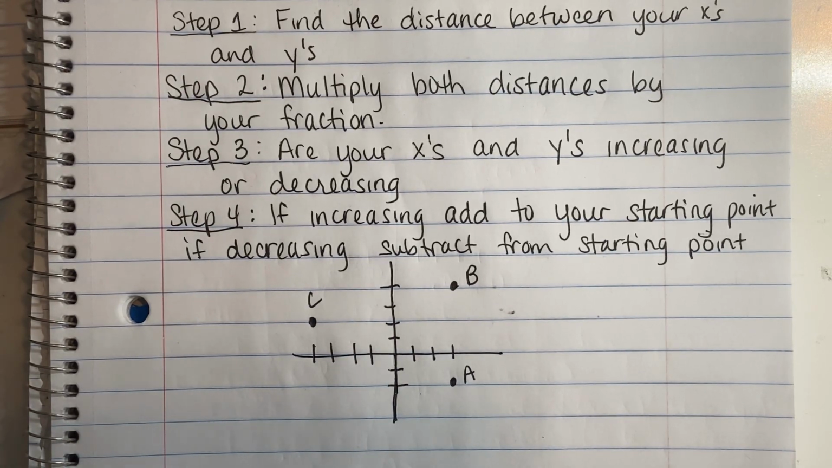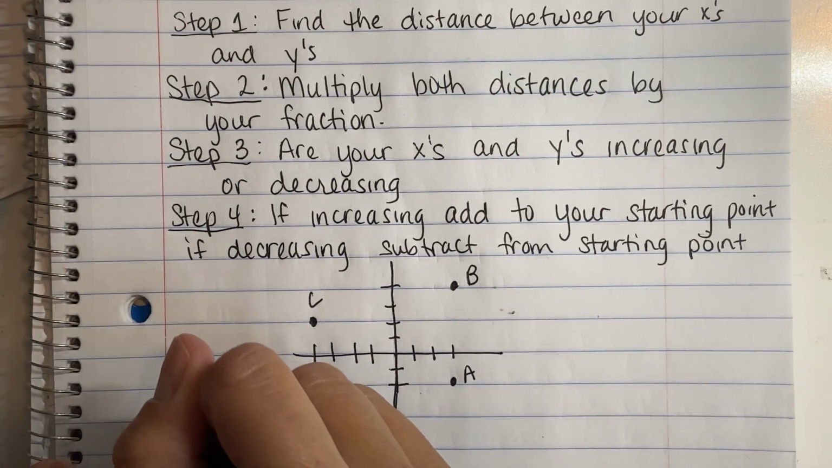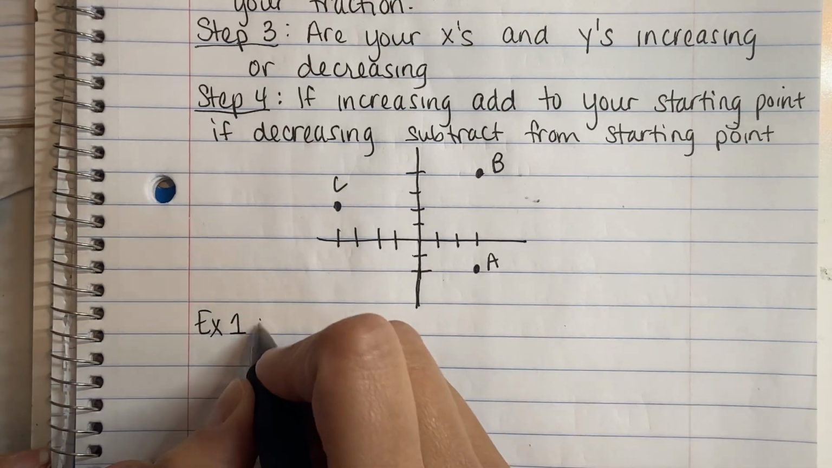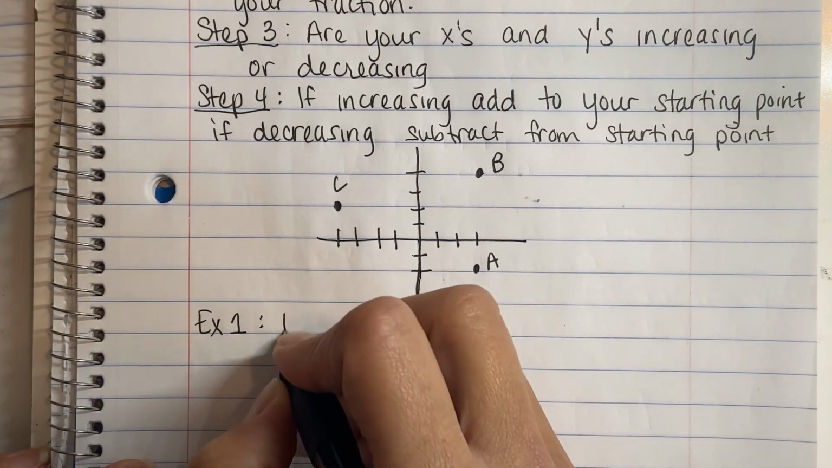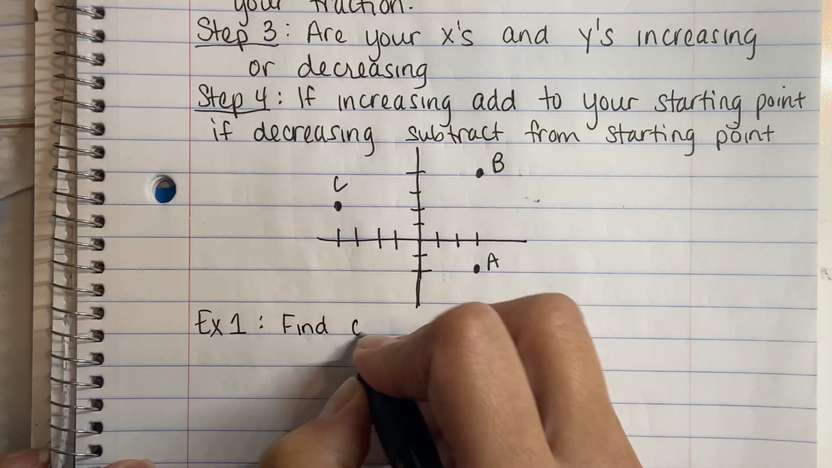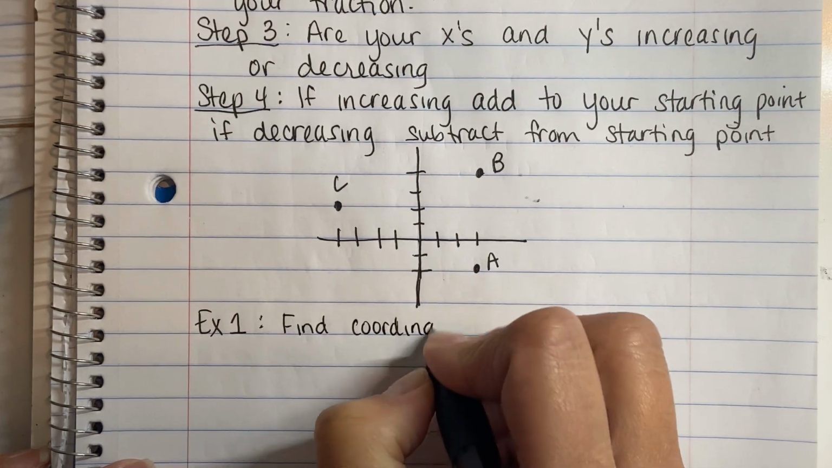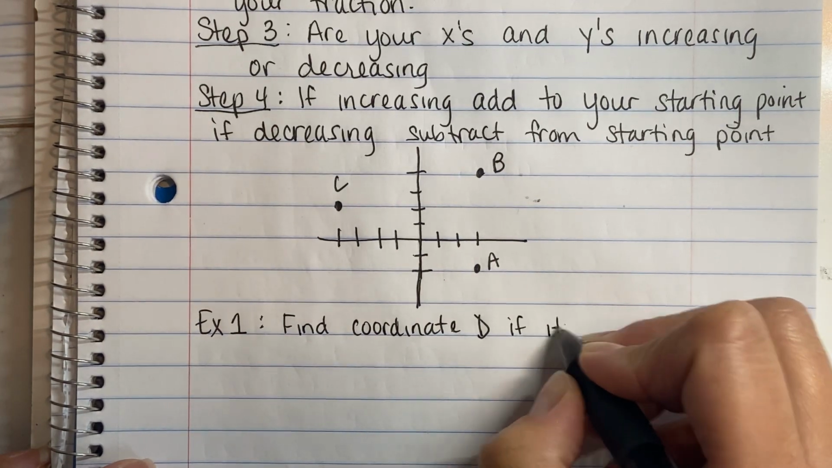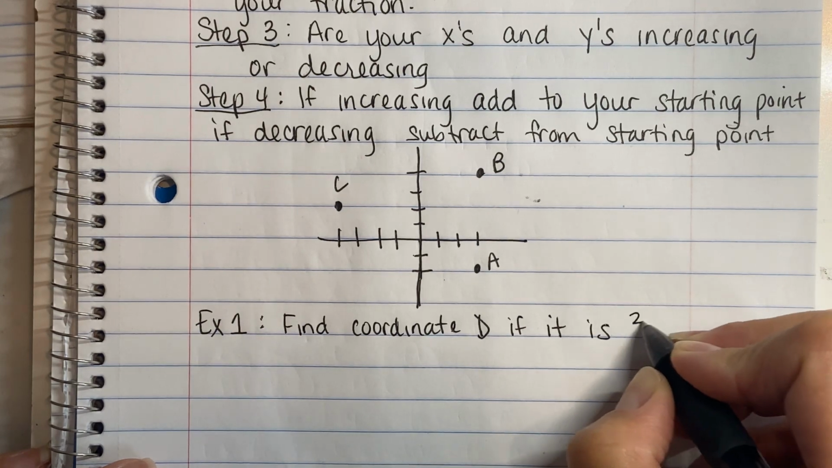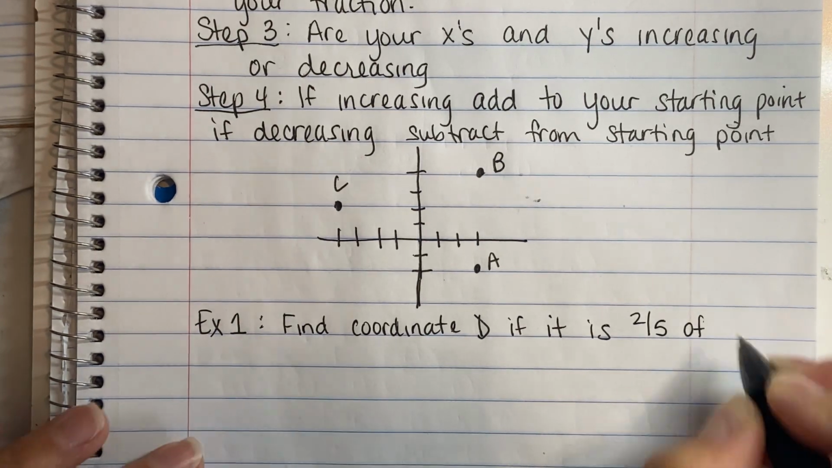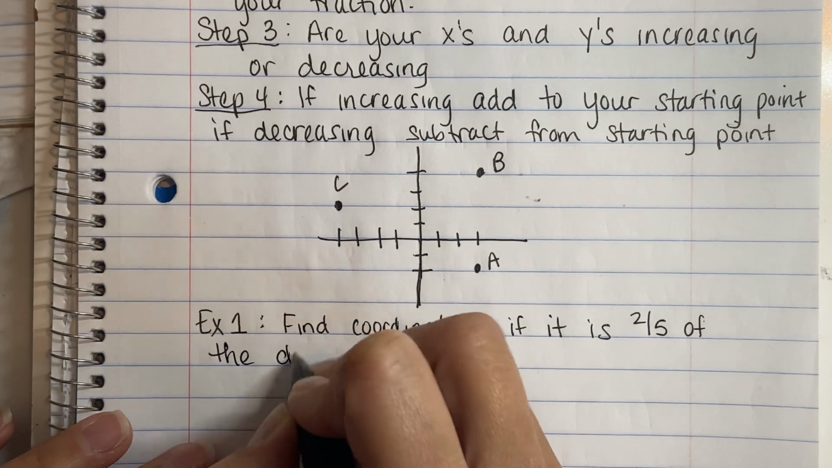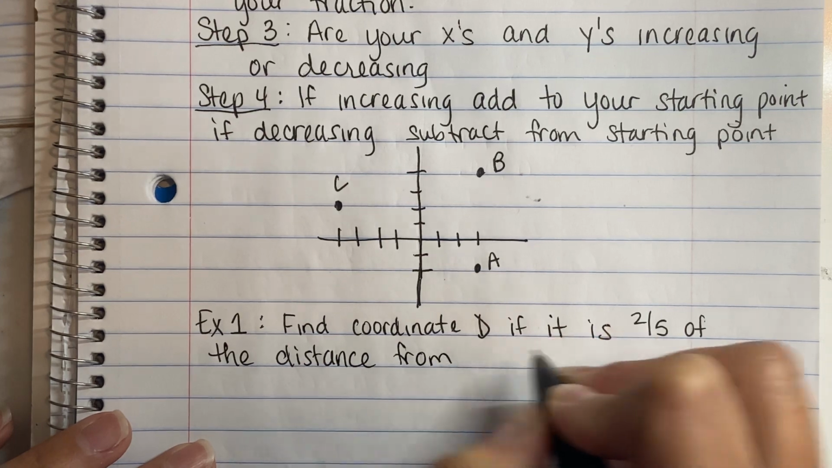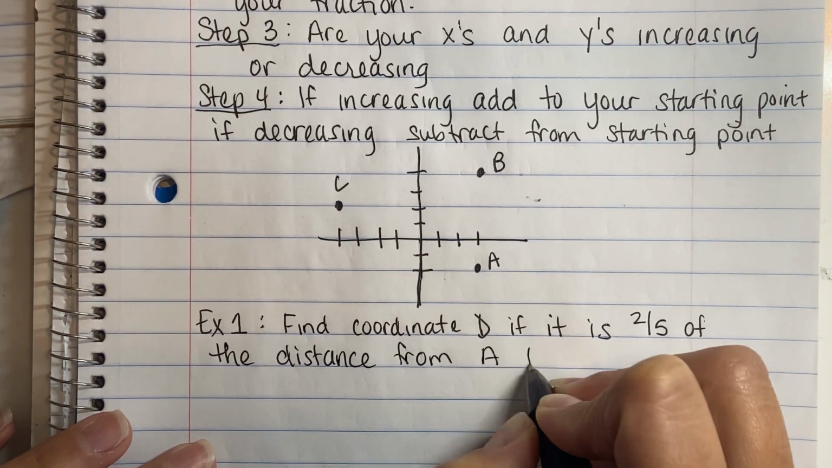All right, so example 1. It says find coordinate D if it is 2/5 of the distance from A to C.